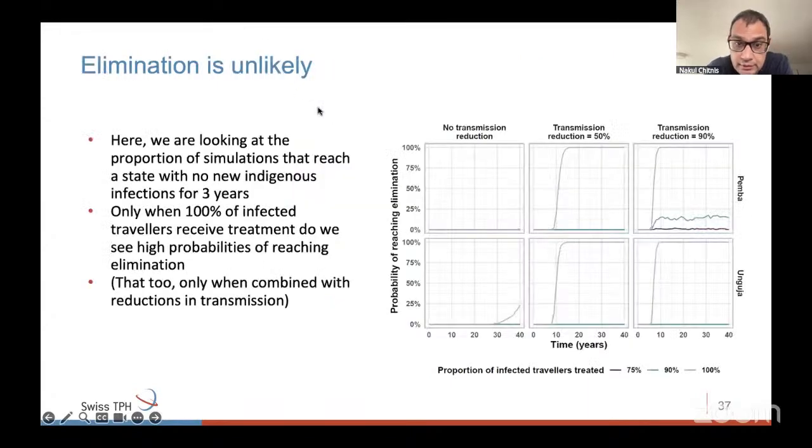So you see this. And what we see here, this is the probability of achieving elimination over 40 years. This is for different levels of treating visitors. If you do not reduce transmission, it's only if you're treating 100% of visitors that over time you will stochastically eliminate. If you have transmission reduction, you're much more likely to eliminate. So what this suggests is that you have to really stop importation and have additional ways of reducing transmission on Zanzibar. So elimination is very difficult.